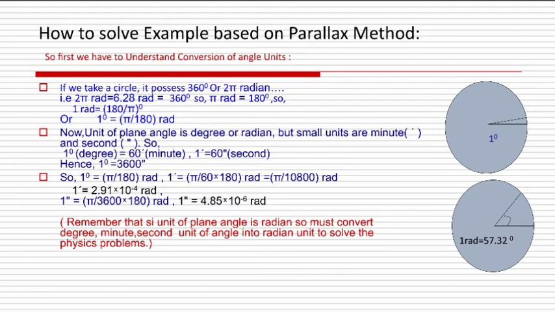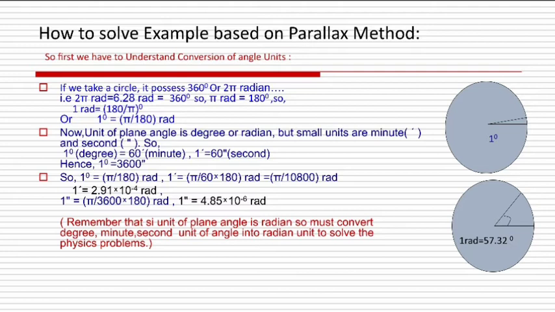That means 1 radian is equal to 180 upon pi degree. So this is the simple conversion between radian and the degree. See, we are taking the unit of the plane angle as radian. It is the SI unit. But there are other units, that is the degree, minute and second.